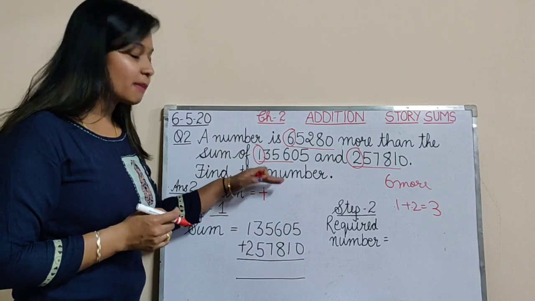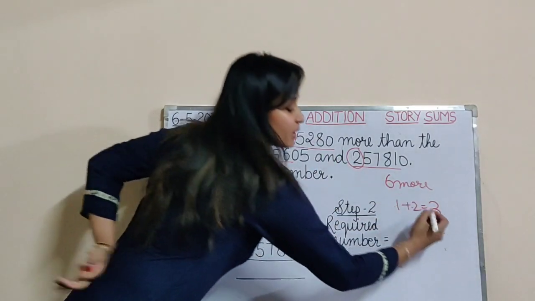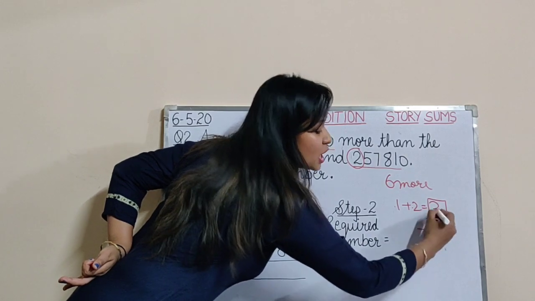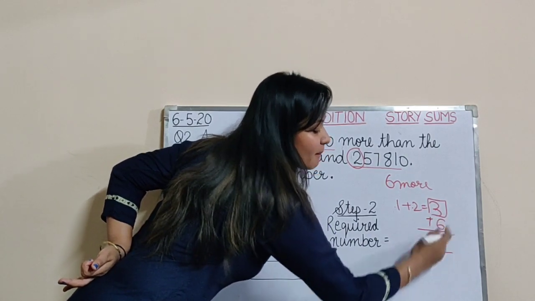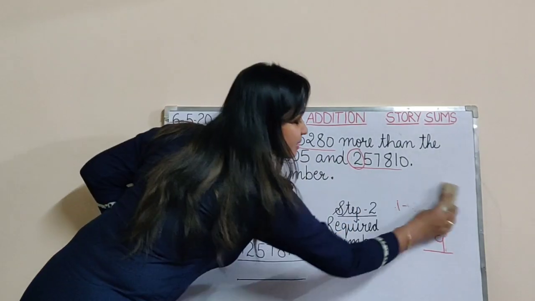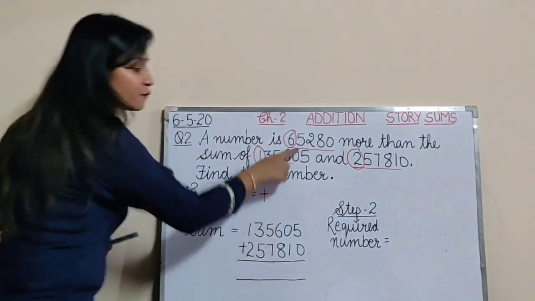And the number which we have to find is 6 more. So it means we will add 6 more to the sum that came, so we will get the required number. So our required number is here 9. So in the same way we have to do it in a full manner.